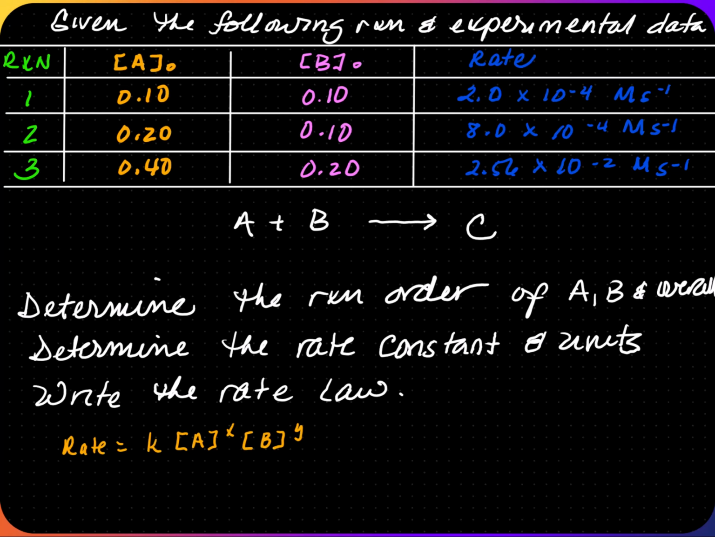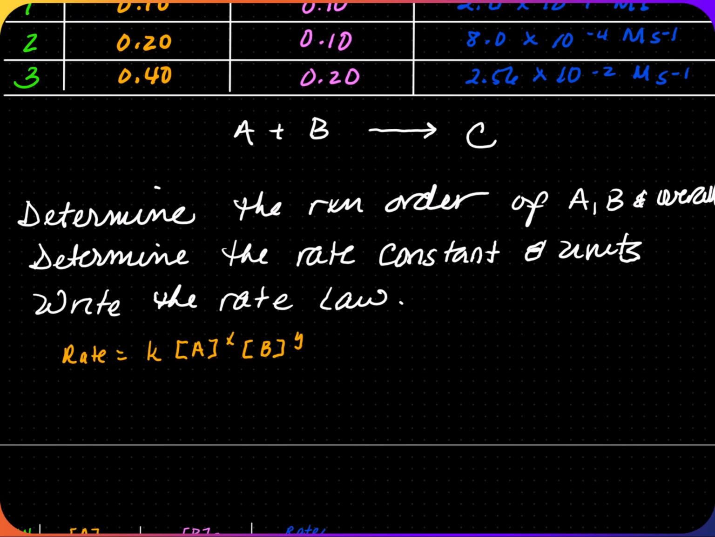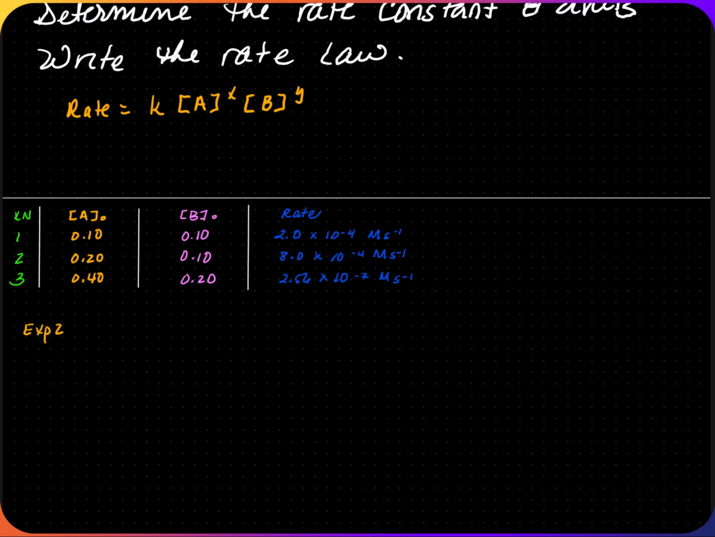So in order to eliminate B, we need to make sure they are the same. And it's going to be reaction 1 and 2. Next, we're going to put the bigger numbers on top so we could deal with whole numbers rather than decimal numbers. So in this case, it's going to be reaction 2 divided by reaction 1. So we're going to have experiment 2 over experiment 1. So the general equation is K.